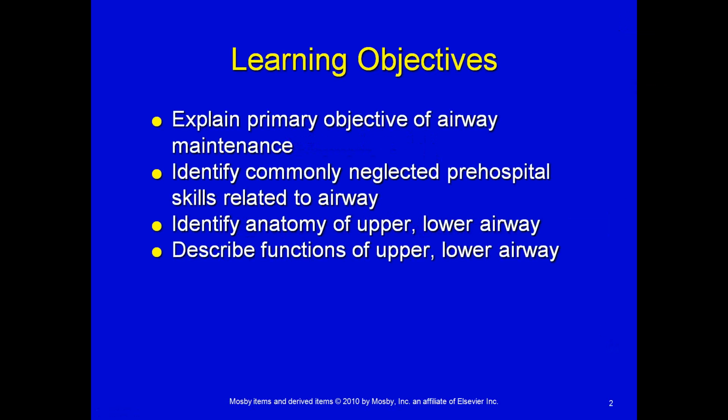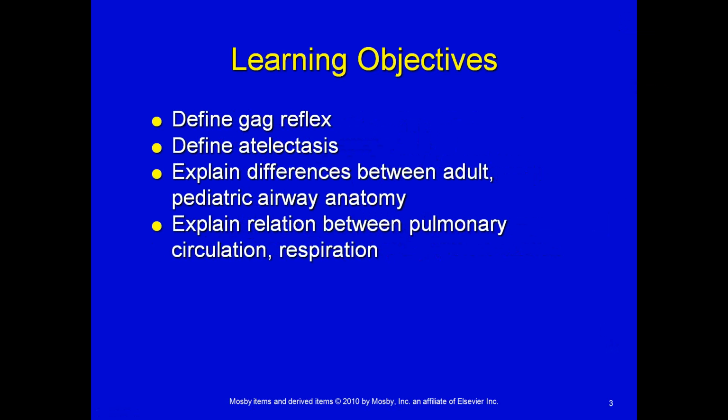Some of the learning objectives that we hope to get through in this particular chapter is to explain the primary objective of airway maintenance and why it's so vitally important to start with making sure that the airway is patent and maintainable. We're going to identify some commonly neglected pre-hospital skills related to airway management. We're going to identify the anatomy of the upper and lower airway, as well as describe functions of the upper and lower airway. We'll define what a gag reflex is, what atelectasis is.